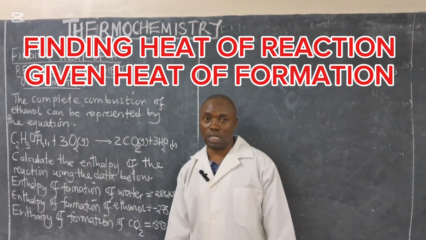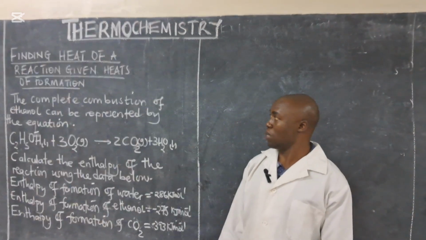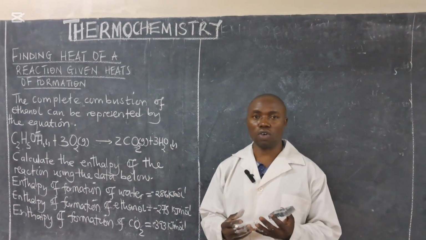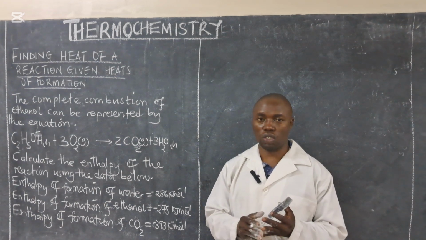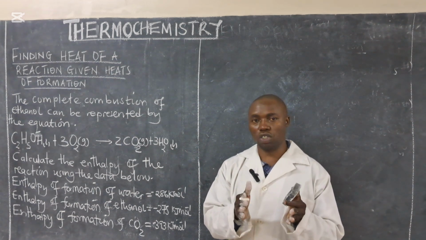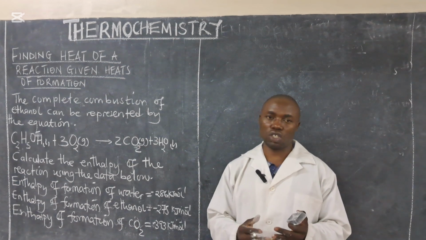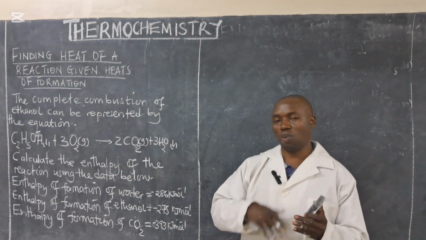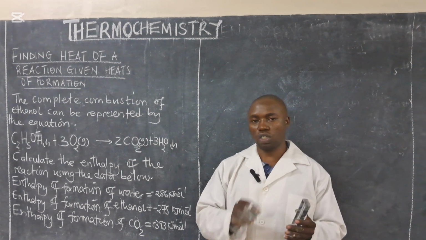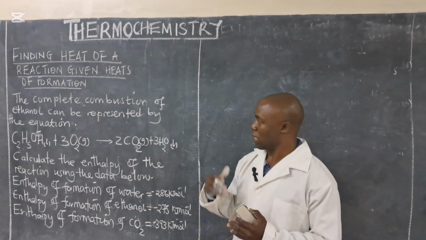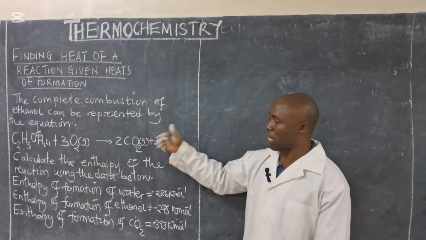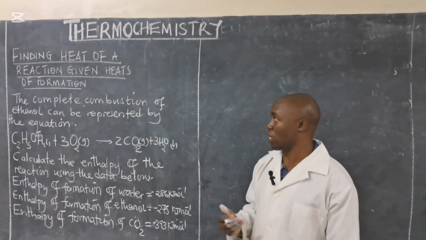Finding heat of a chemical reaction. Now when we refer to heat of a chemical reaction, it depends on the type of reaction. If the reaction is a combustion reaction, then we are finding heat of combustion. If the reaction is a hydrogenation one, we are finding heat of hydrogenation. So the type of reaction gives us the type of heat we are trying to find there.